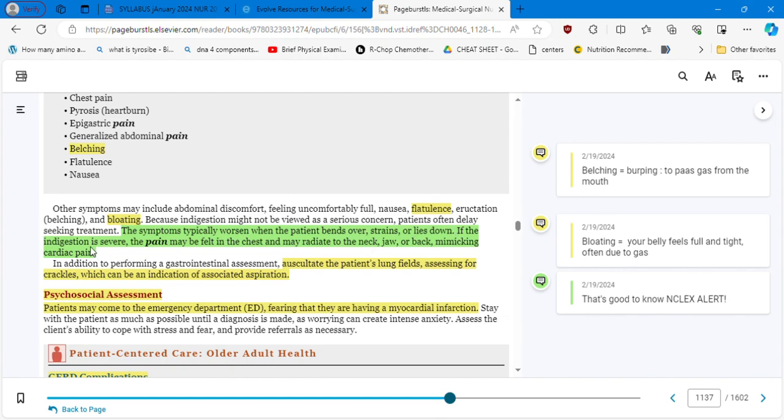If the indigestion is severe, the pain may be felt in the chest and may radiate to the neck, jaw, or back, mimicking a cardiac pain. Okay.